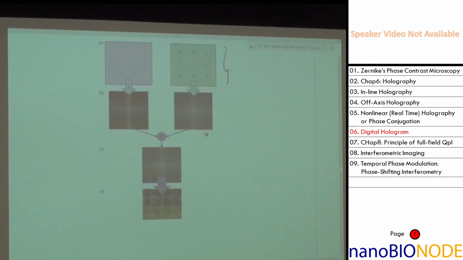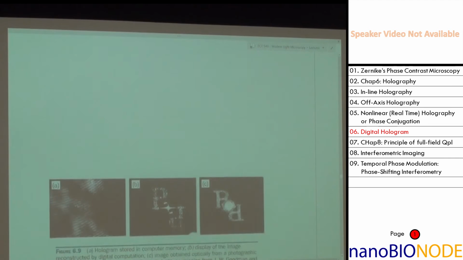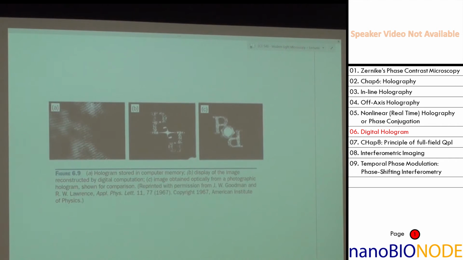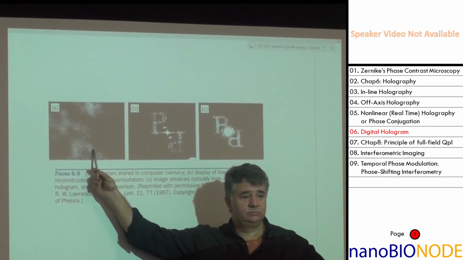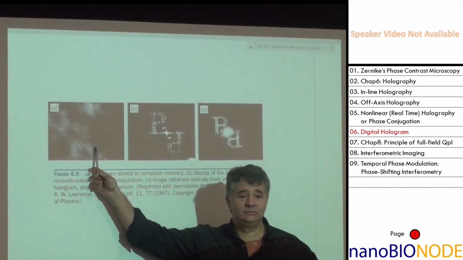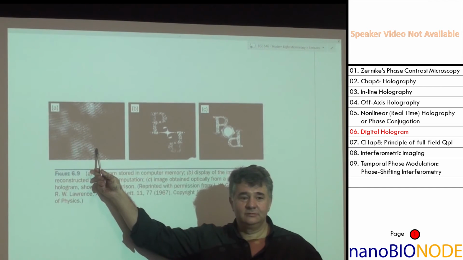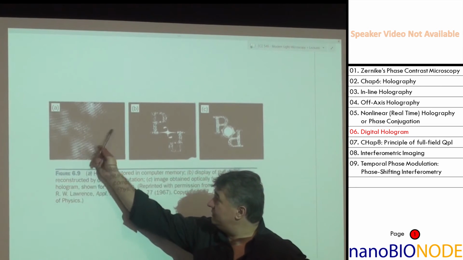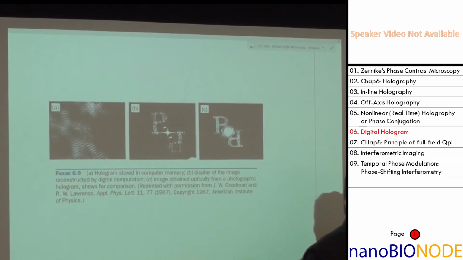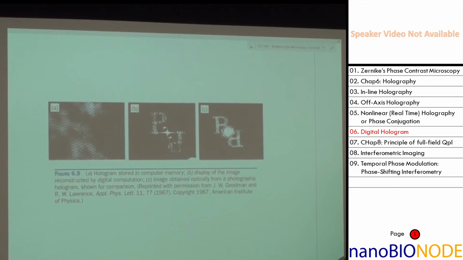So imagine the magic. You record something that looks really like garbage. This is what your camera sees. You notice there are some fringes here, but it really looks terrible. It's a completely out of focus image. But because you added that modulation, the phase information is preserved.